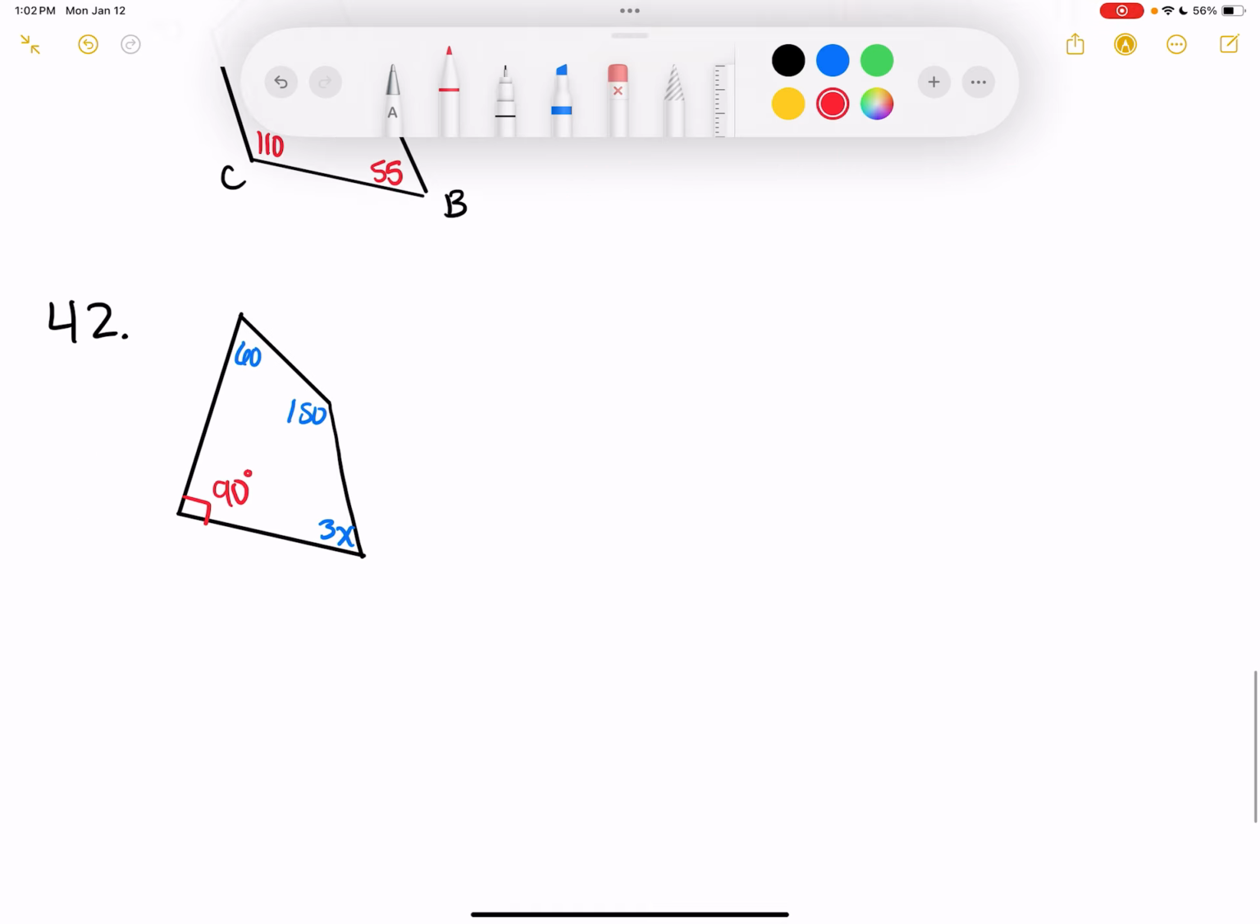So I need to solve for x. Any ideas on how I might set this one up? 3x equal to... No? 90 plus 60 plus 150, and then subtract all that from 360. Oh, you're saying 3x divided by 3x. How about we add them all up and set it equal to 360? 3x plus 150 plus 60 plus 90 equals 360.